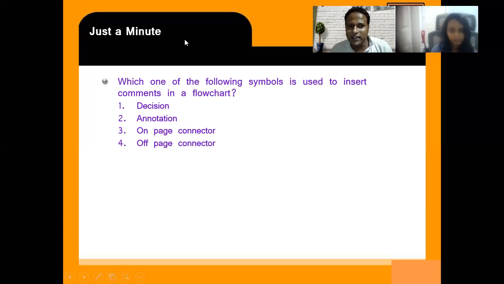It is a heading. What is that? Just a minute. It is an annotation. Correct. Can you explain annotation again? Annotation is called comments. Here we are giving a comment. It is a heading. It describes what we have given here. So that is called the annotation.